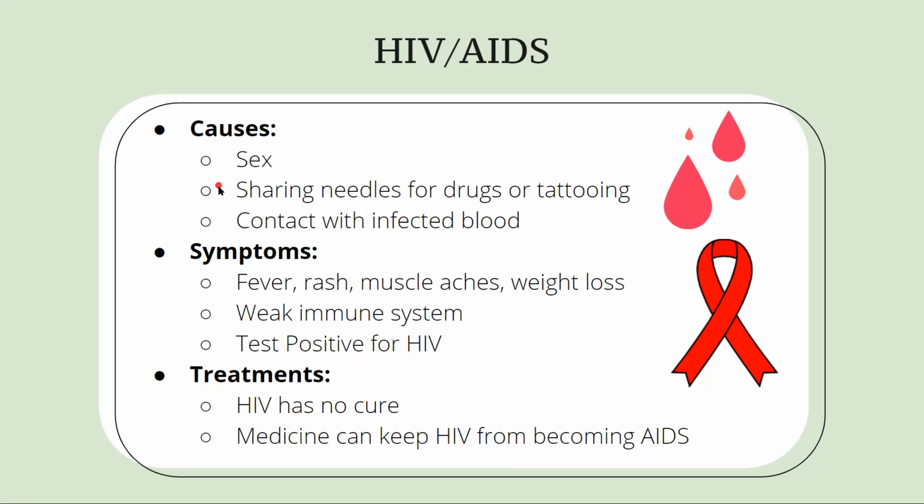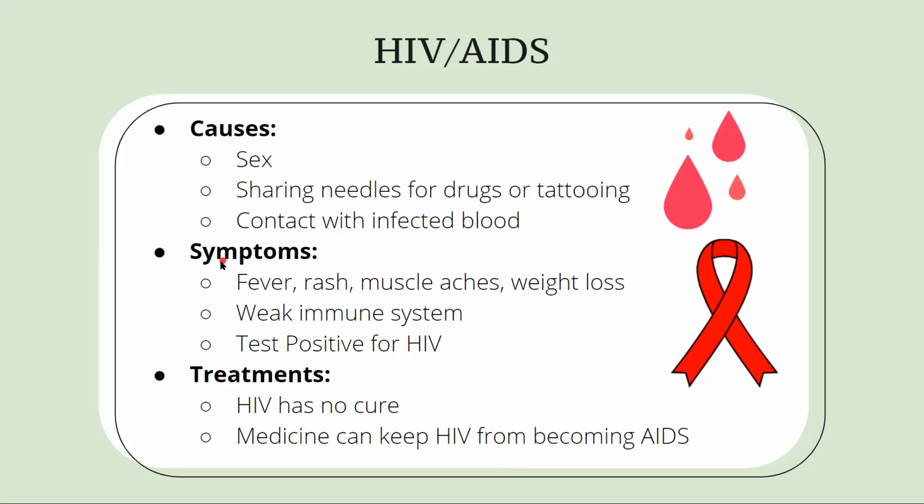But another way to transmit HIV is by sharing needles for drugs or tattoos. You know how needles go into your bloodstream, right? If you were to take that out with the virus in it and inject it into somebody else, you could be transferring HIV. The same goes for this third point, which is contact with infected blood. If you just touch it with your finger, that's not a problem. But if that infected blood gets into your bloodstream, then that's a big possibility of transmission.